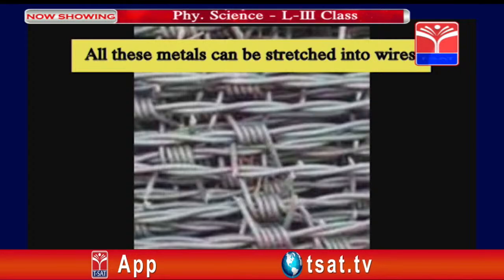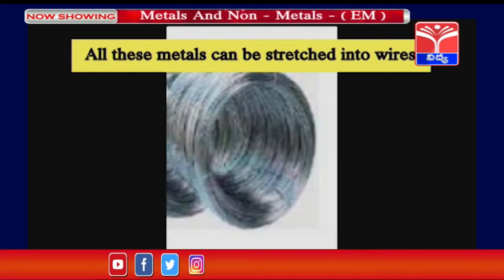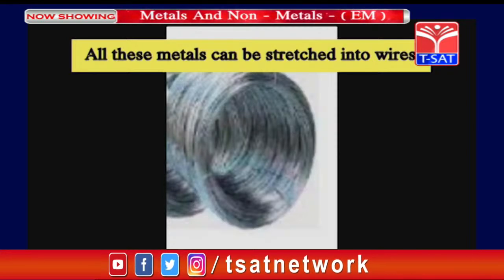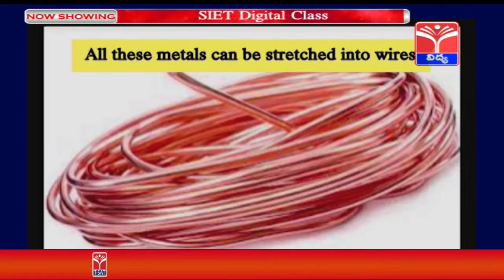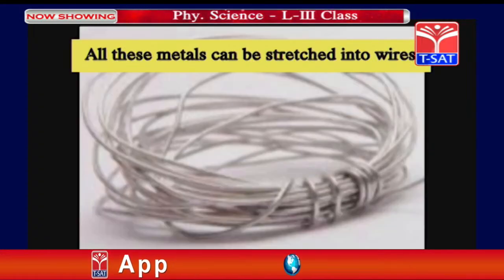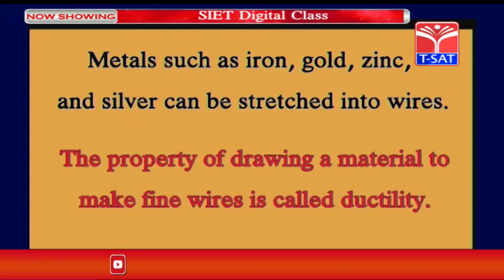These are all metals that can be stretched into wires. Did you find these materials? Do you know these? These are all in the shape of wire. Yes, all these metals can be stretched into wires. This is the magnesium ribbon.